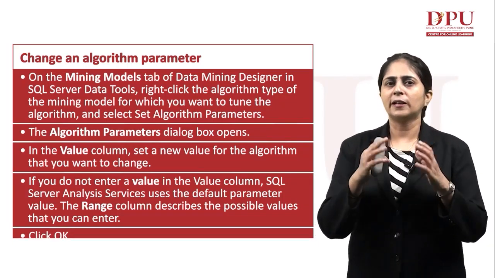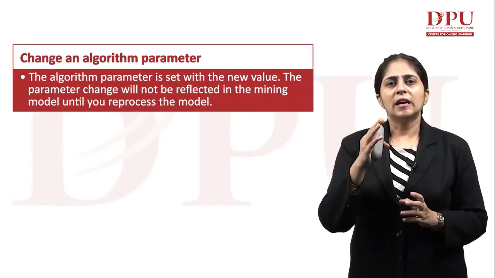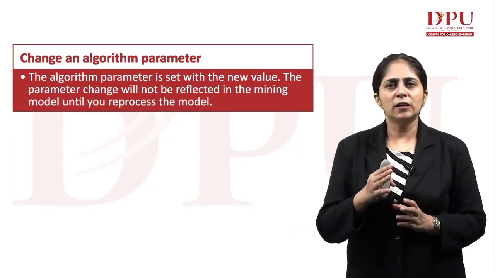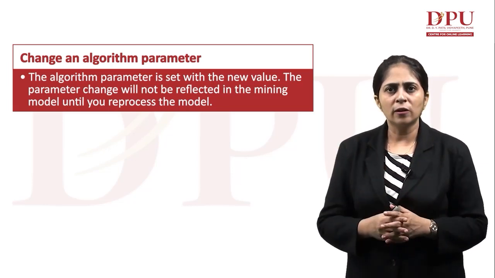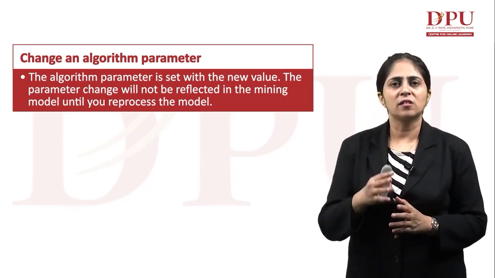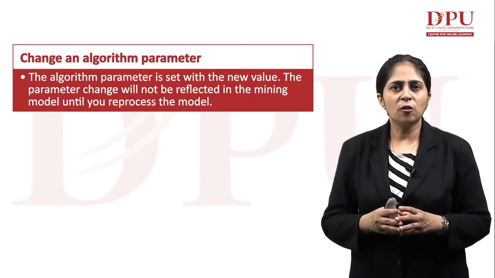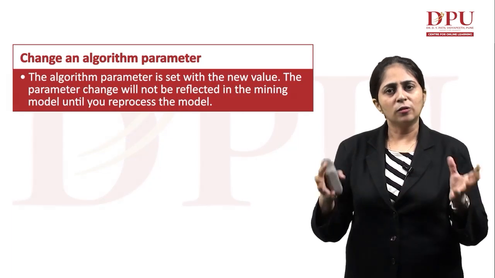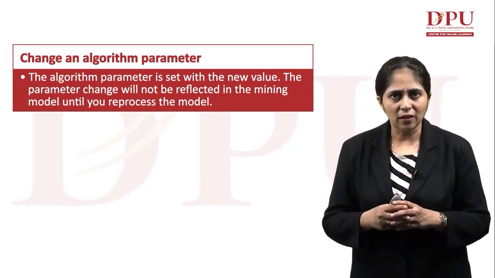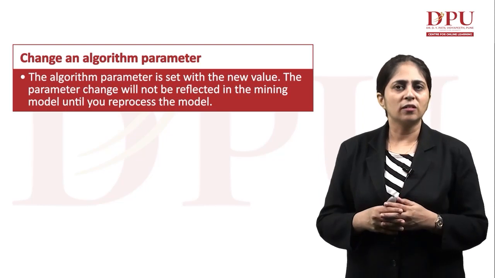After this, we will simply click on OK. So the algorithm parameter is set with a new value. The parameter change will not be reflected in the mining model until you reprocess the model. So after setting the algorithm parameter, you will have to reprocess the model. After the reprocessing is done, the change to the algorithm parameter takes effect.